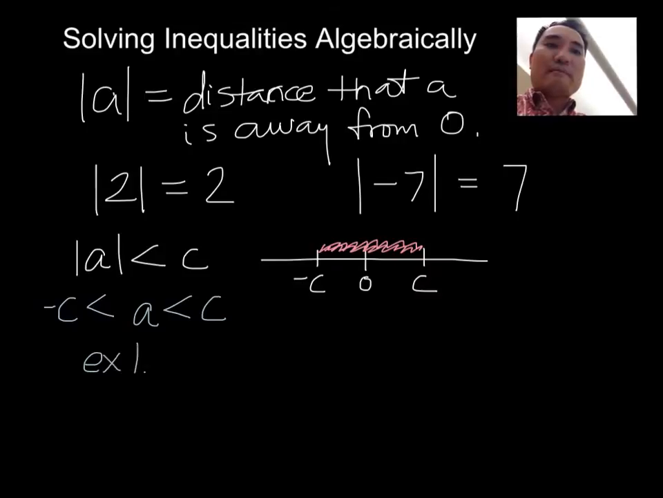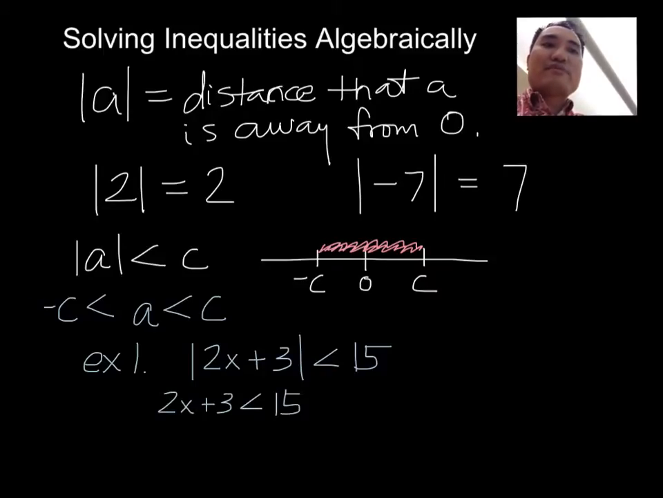Example 1. We have the absolute value of 2x plus 3 is less than 15. Well, what does that mean? It means that 2x plus 3 has to be trapped between 15 and negative 15, because that's what it means for the expression 2x plus 3 to be within 15 units away from 0. Now that you have that set up, all you have to do is get x by itself. So the first step is to subtract 3 on every term.